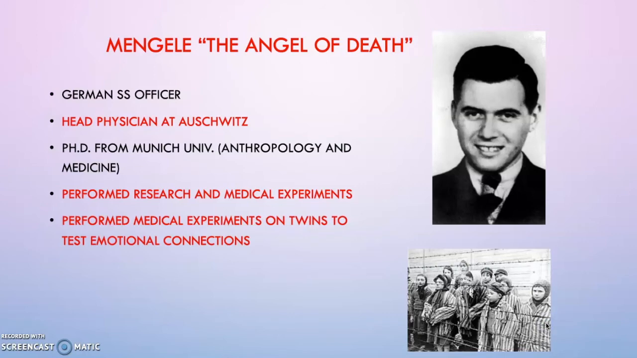We mentioned the medical experiments. One of the people behind them was Dr. Mengele, the Angel of Death. He was the head physician at Auschwitz. He was a German SS officer, but basically he performed research and medical experiments, and they were torturous to the people he was experimenting on. Most of the time it was on twins. He was obsessed with twins, so he would try to test their emotional connection. He would torture one twin to see how that affected the other twin emotionally.